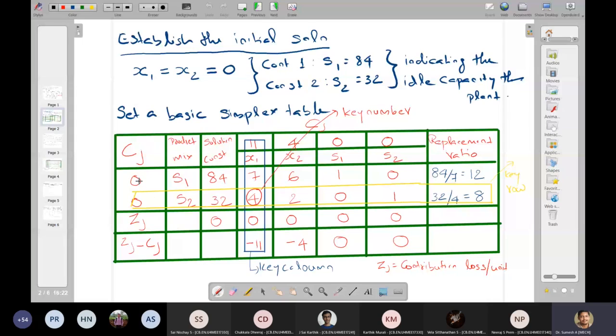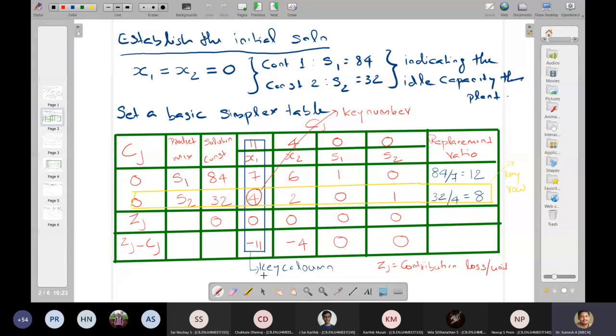Then you calculate Zj minus Cj. So this is your Zj value, this is your Cj value. You do it for all the columns. You get the largest negative value. For a maximization problem, a negative value indicates the presence of a better solution. So the largest negative is identified as the key column.